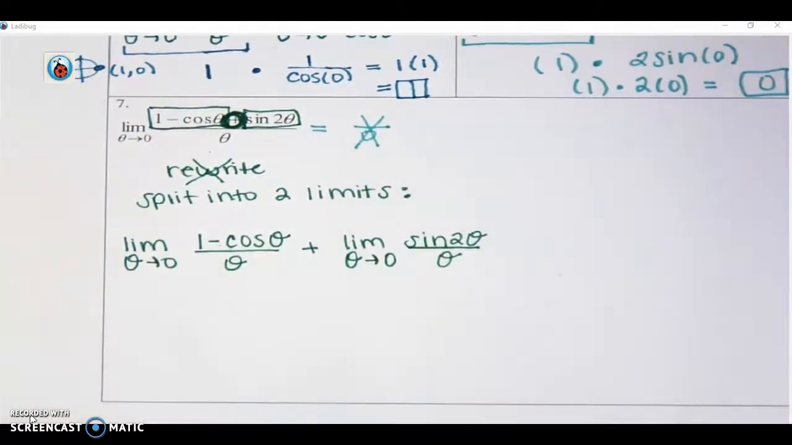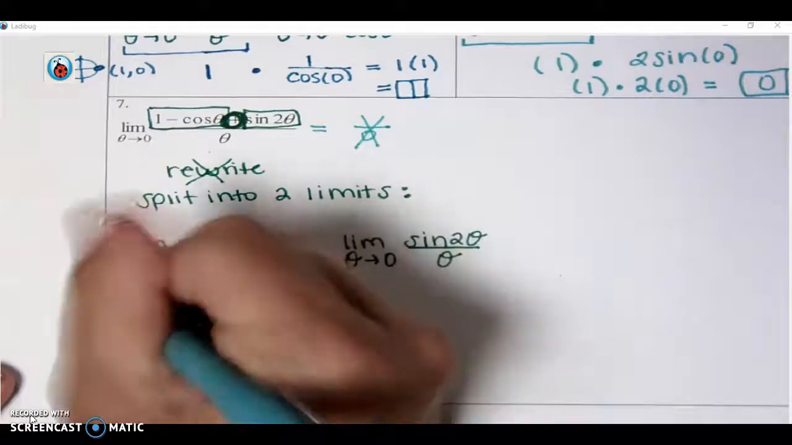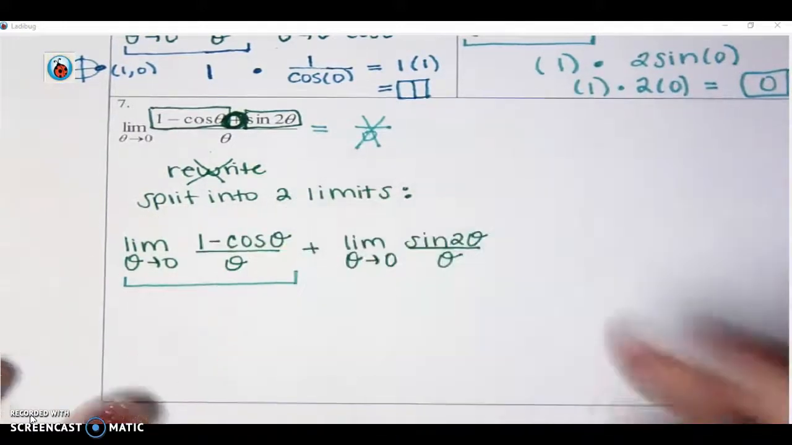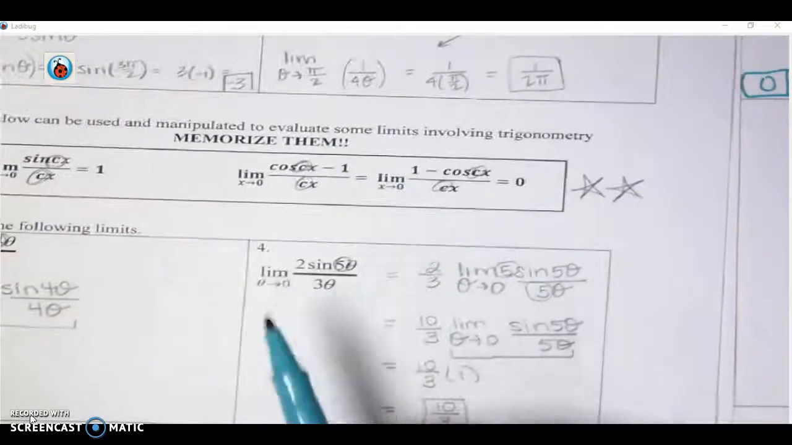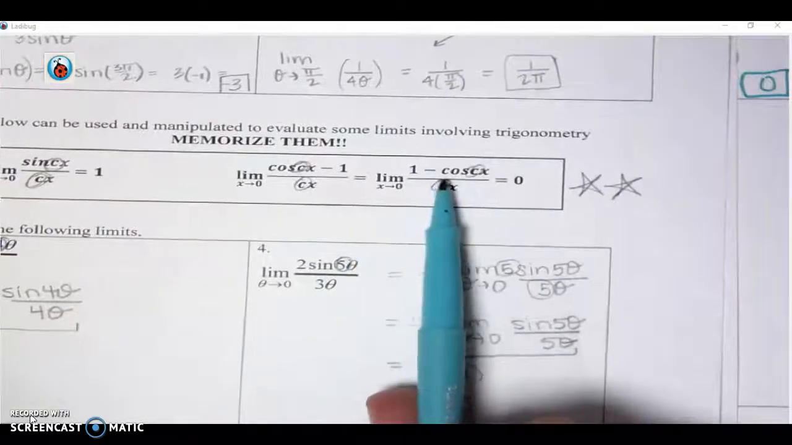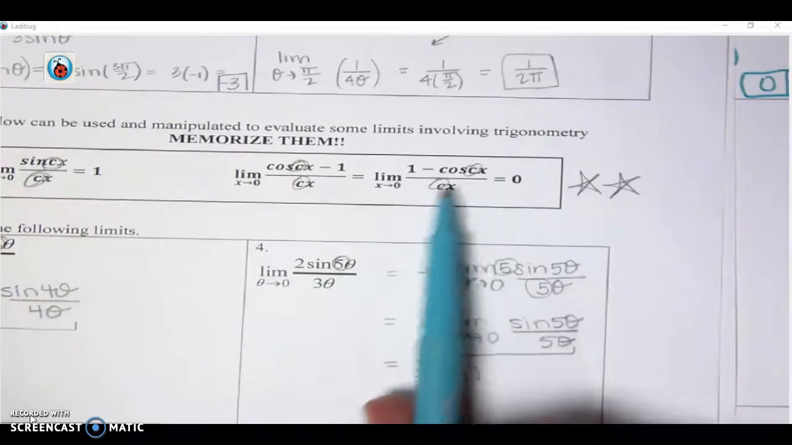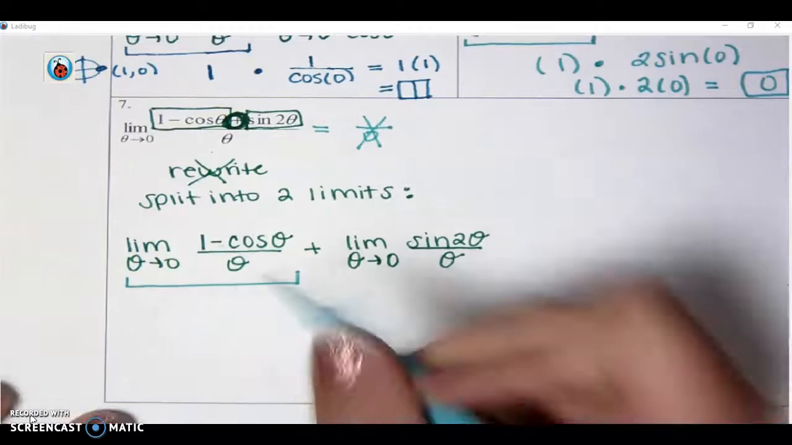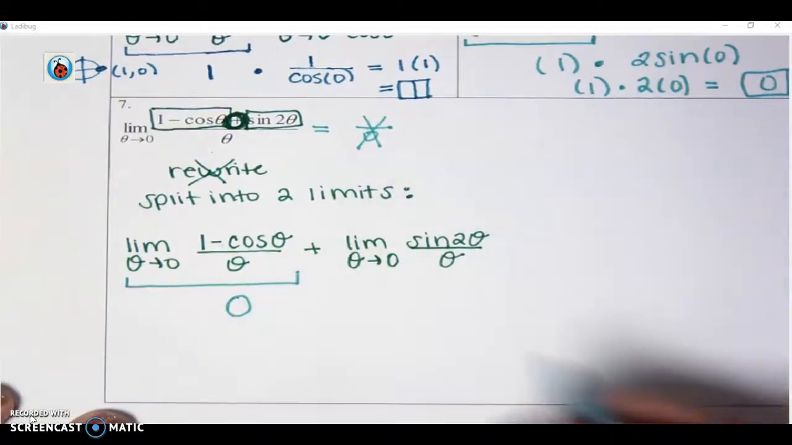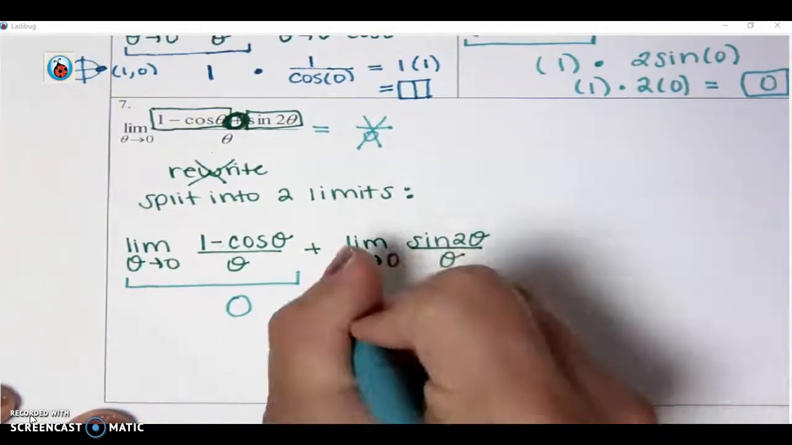Okay, so on the left side here, now it looks like I can't do direct substitution, but if you remember and you look at the ones that you memorized, the limit as x approaches 0 of 1 minus cosine x over x will give you 0. Well, that's what we have here. Okay, so you couldn't do direct substitution, but this gives you 0 from those properties. So you have 0 plus.